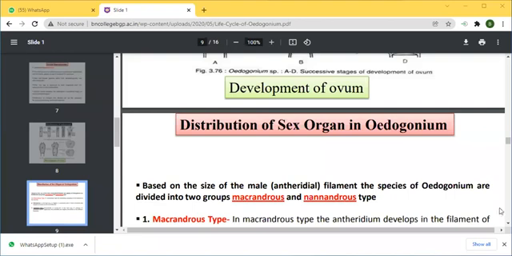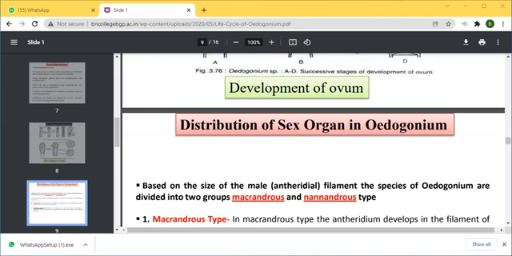The filament species of Oedogonium are divided into, see here girls, listen carefully, based on the size of the male reproductive organ, the antheridia. The filament species of Oedogonium are divided into two types based on the size of the male reproductive organ. Again divided into how many groups? Two groups. One is called Macrandrous. The second one is called Nannandrous type.